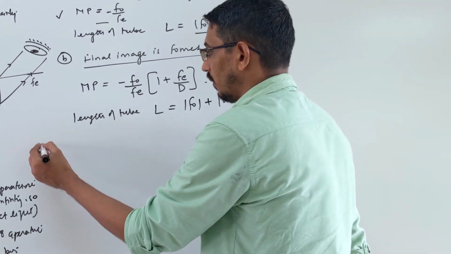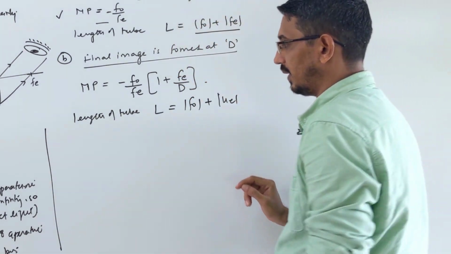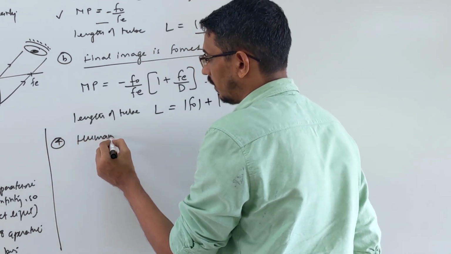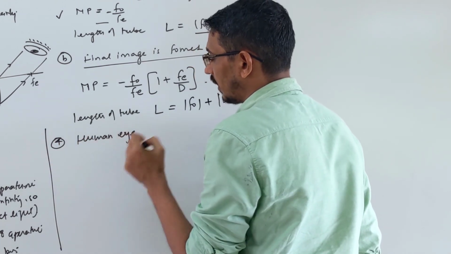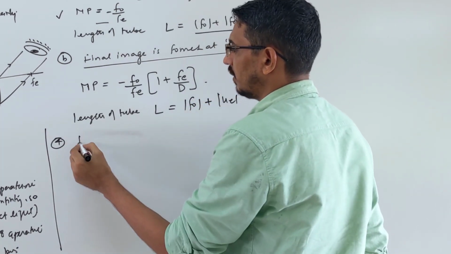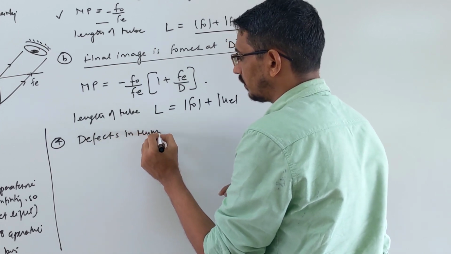Now one more thing we have, the eye, then we will do problems on this. So let's talk about the eye. Fourth topic again, the human eye. We will learn the working of the human eye, and mainly we will learn the defects in the human eye.